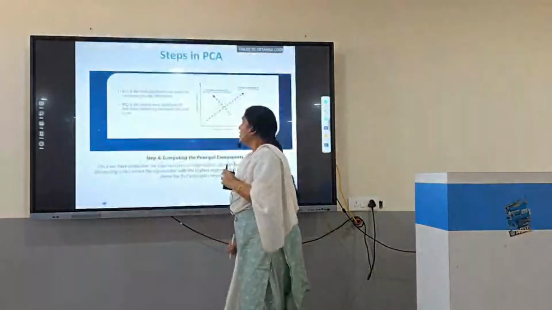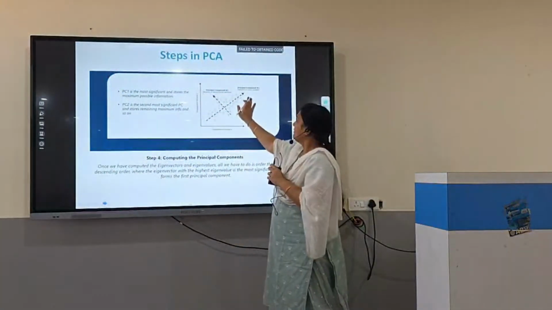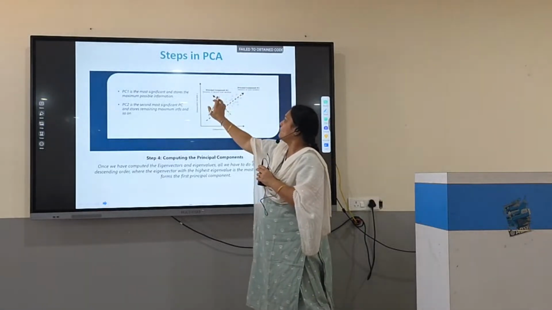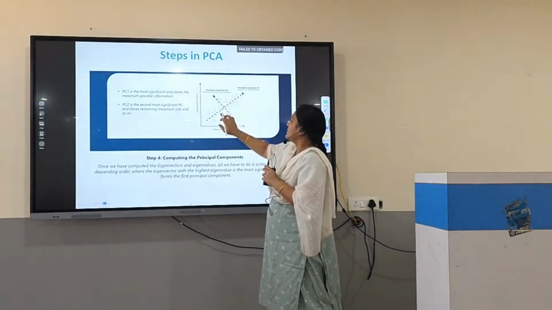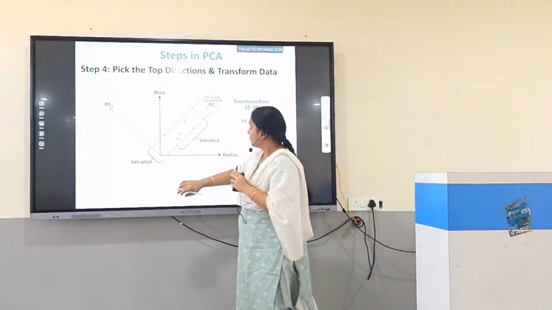Understood? So you see that this is the variance, right? PC1 component, PC2 component, the direction of the most variance, the second most variation. This is the direction of the first most variance, right?